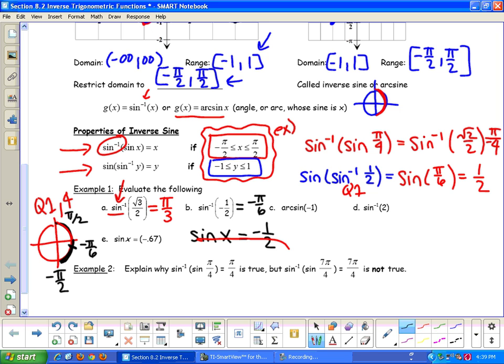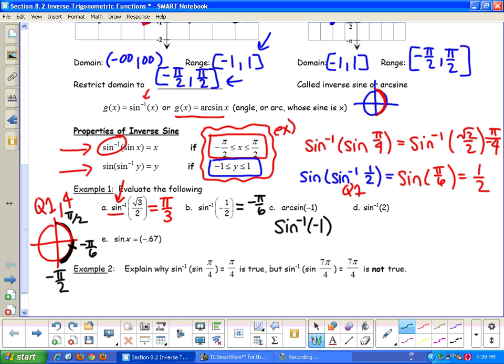And if I keep on going for the next part, now instead of writing the sine inverse in my equation, we have arc sine. So if you want, this is the same thing as saying the sine inverse of negative 1. So I have to figure out where the sine is equal to negative 1.